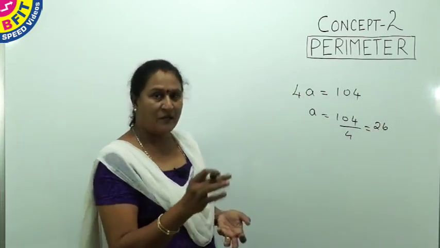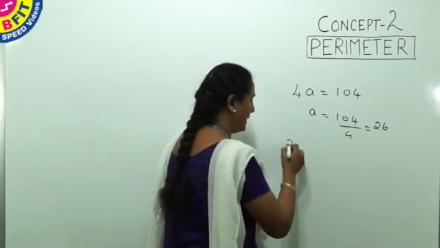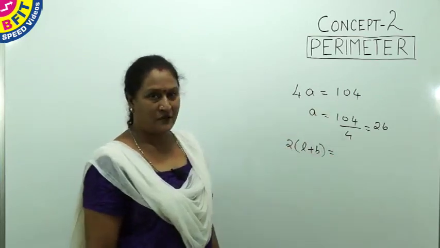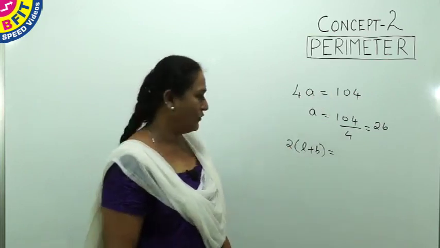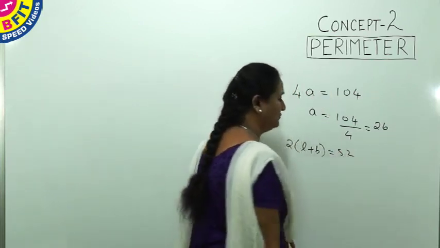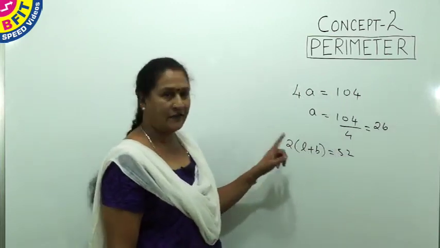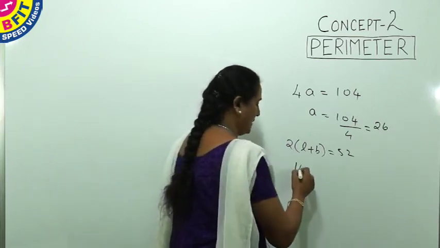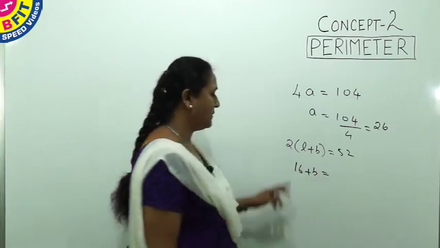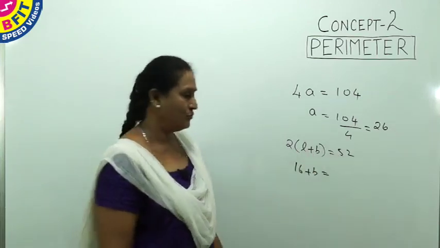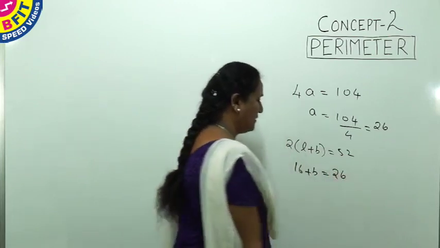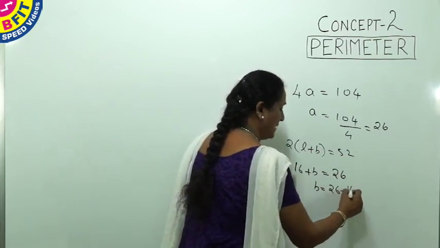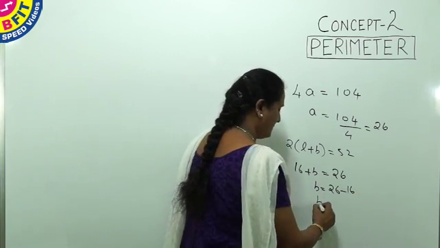Now the perimeter of a rectangle. What is the perimeter of a rectangle? 2 into (L plus B). This is half the perimeter of the square. What is half of 104? It is 52. And here the perimeter of a rectangle is 2 into (L plus B), and the length is given as 16. So 16 plus B is equal to 52 divided by 2, so it is 26. Now what is the breadth? The breadth is 26 minus 16, so the breadth is 10.